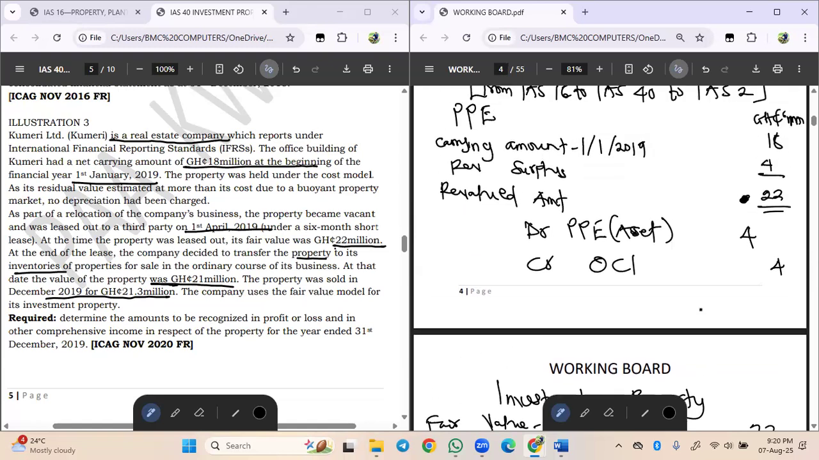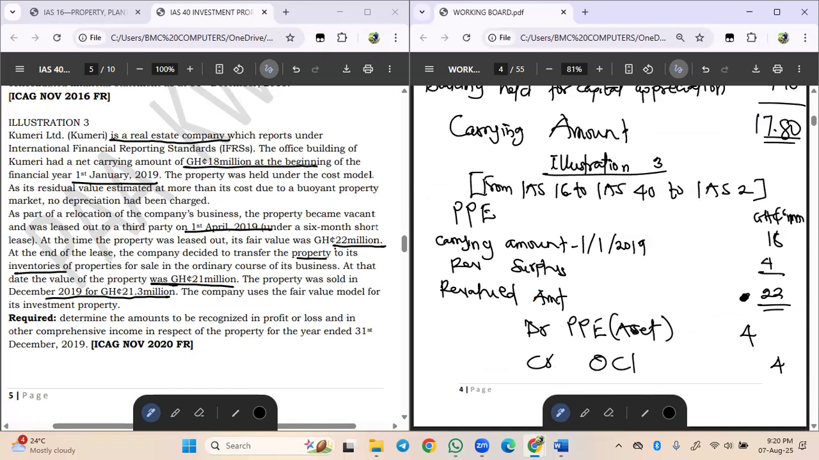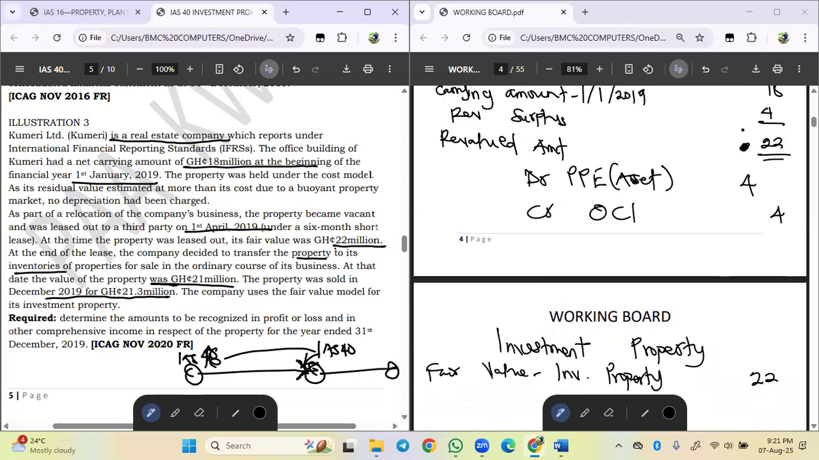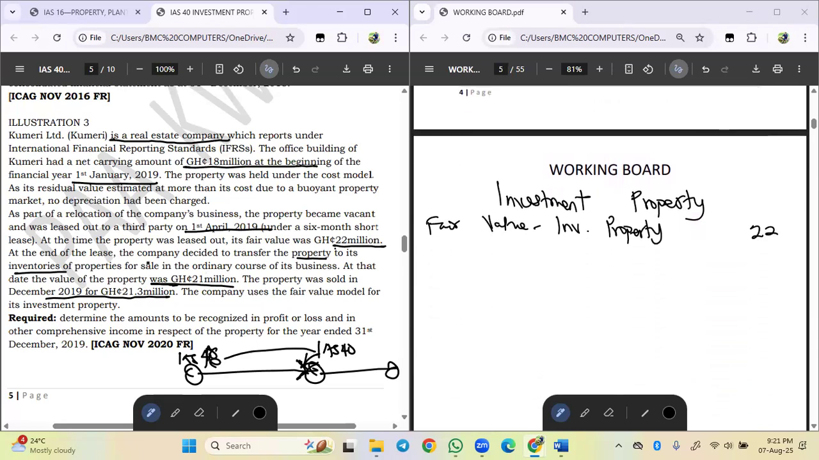So now it's like the thing I drew. The first one was IAS 16, transferred to IAS 40. So the ending point of this place becomes the starting point. That's why we are seeing 22 million was the revalued amount. When you are starting investment property, you start with that 22 million because it was revalued, it was fair value, 22 million. Now let's see.